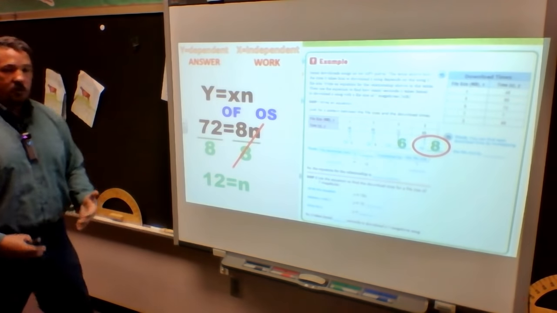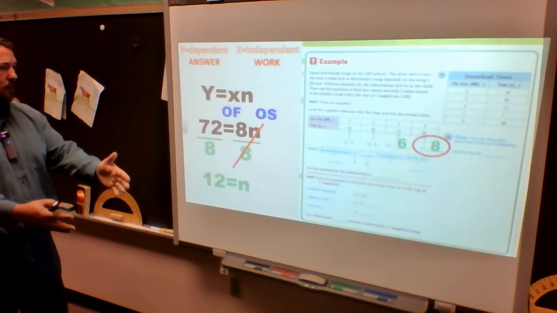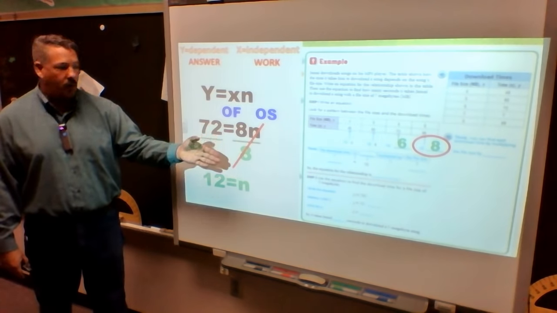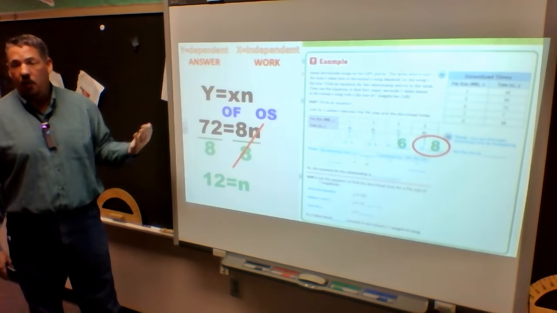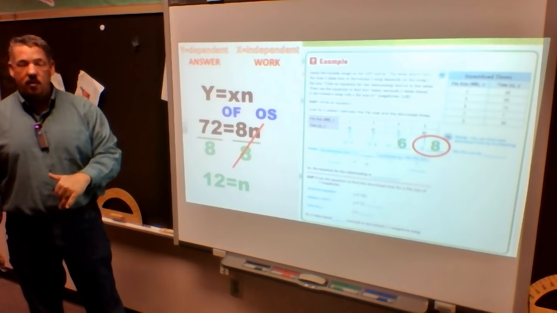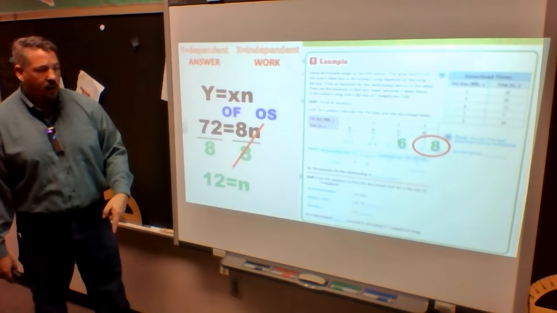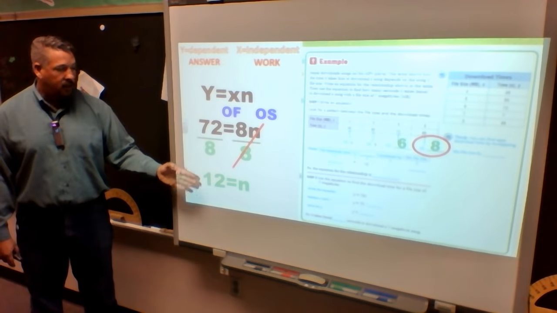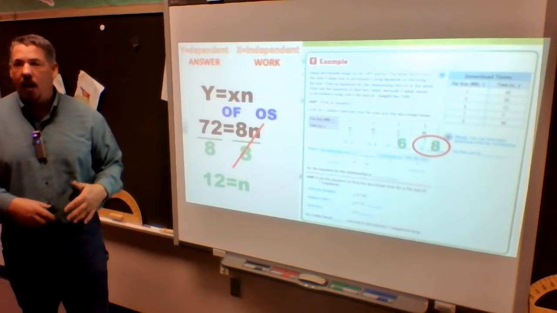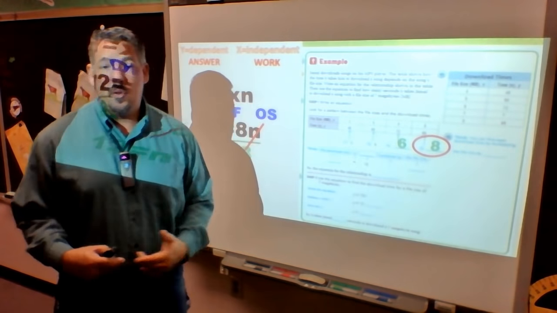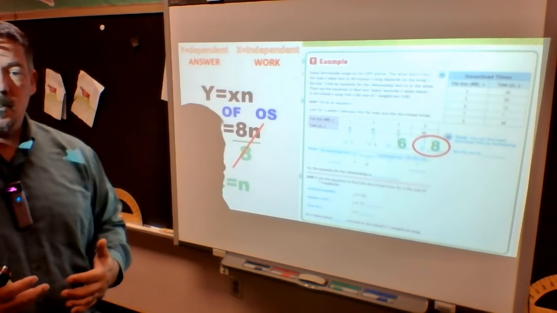And if I wanted to, just for good measure, I could do the last one as well. They tell me that if I have 8 as my x, my input, then 72 is my output, my y. And 8 divided by 8, to get rid of it, is indeed going to give me my n. And 72 on the opposite side divided by 8 is indeed 12. So my 12 can be proven where it came from. This was, once again, the blue, my thinking process.